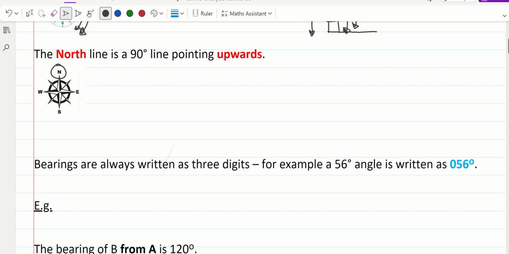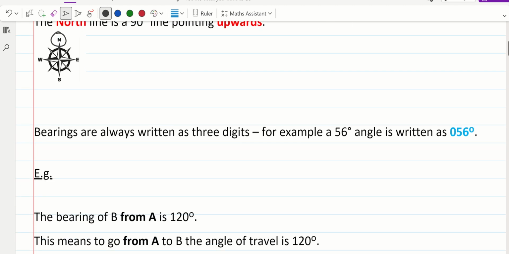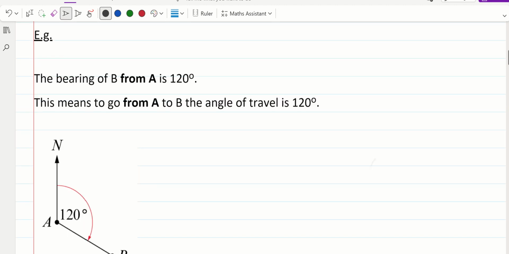Now, bearings are always written as 3 digits. For example, if the angle is 56 degrees, then I write it as 056. So it's always written in 3 figures.